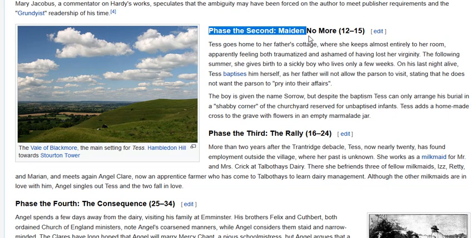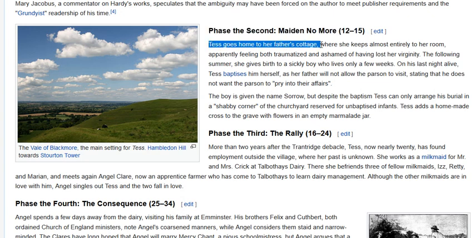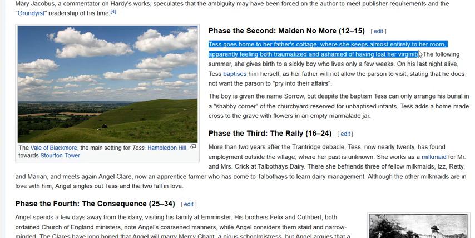Phase the second, Maiden No More, from chapter 12 to chapter 15. Summary. Tess goes home to her father's cottage after she was raped by Alec, where she keeps almost entirely to her room, apparently feeling both traumatized and ashamed of having lost her virginity.